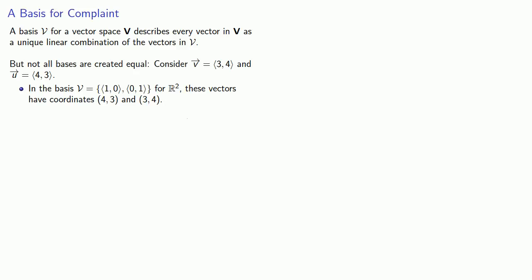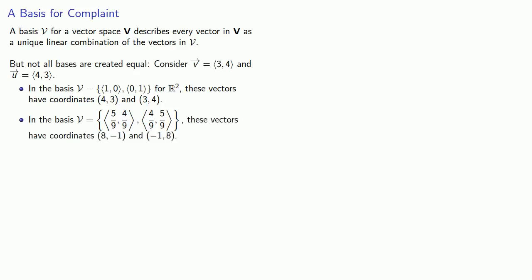And the thing to notice is that for these basis vectors, our coordinates are also very close to each other. Our first coordinates are very close, and our second coordinates are very close. But what if I take a different basis? So maybe I'll take the basis (5/9, 4/9) and (4/9, 5/9). Now again, if I use these vectors, I can write our vectors (3, 4) and (4, 3) as linear combinations, but this time the coordinates will be (8, -1) and (-1, 8).